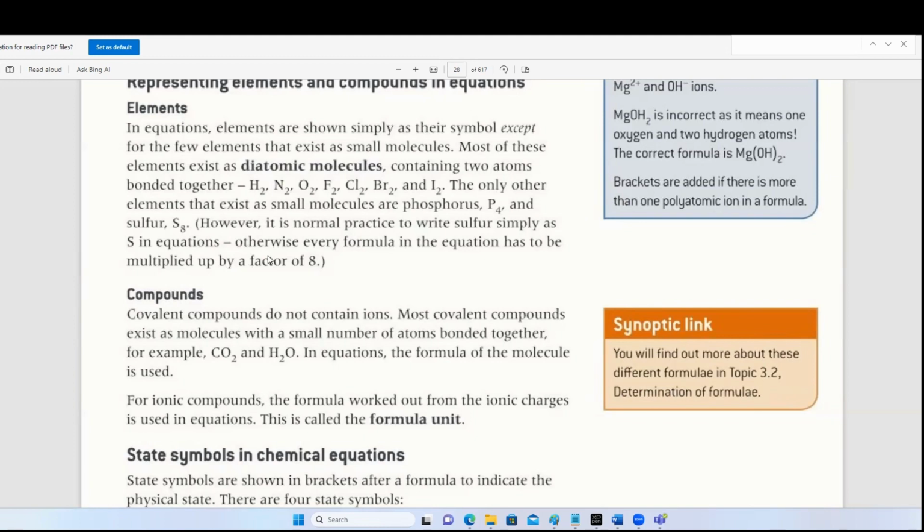So if you remember, we used to write the formula. So it's kind of the same thing. If you remember, I don't know if I went through it with you. We write NaCl. I think I went through it.